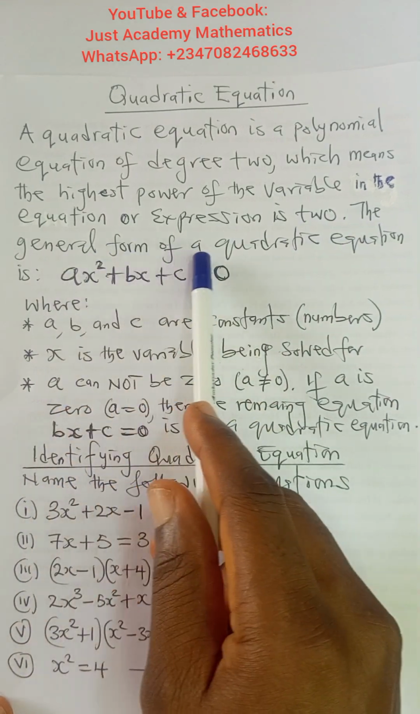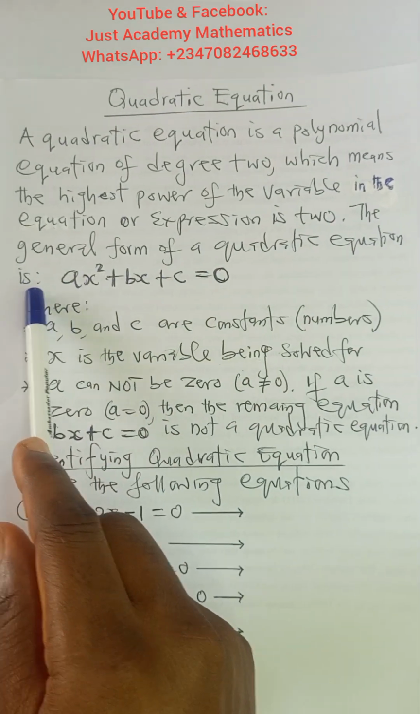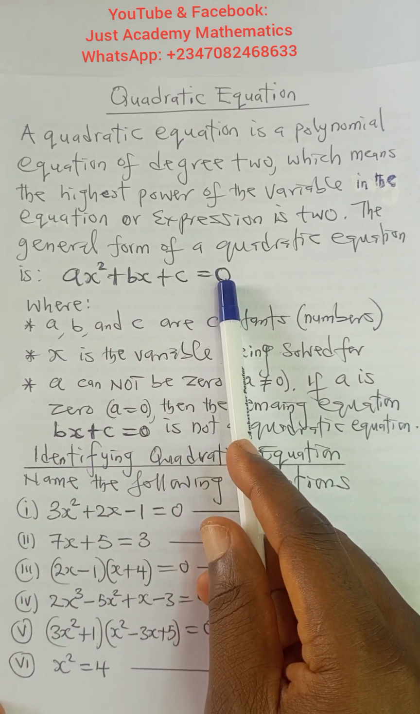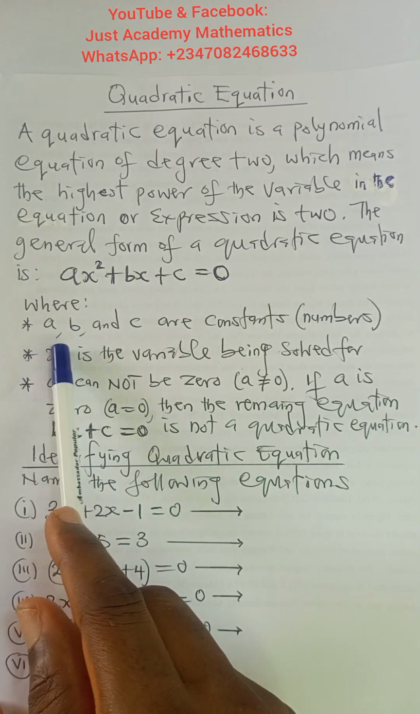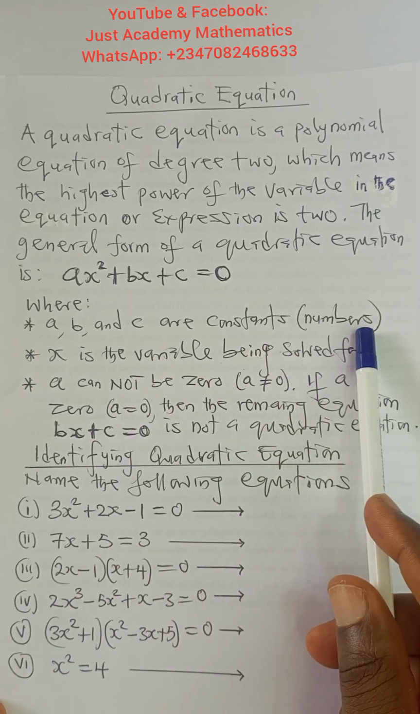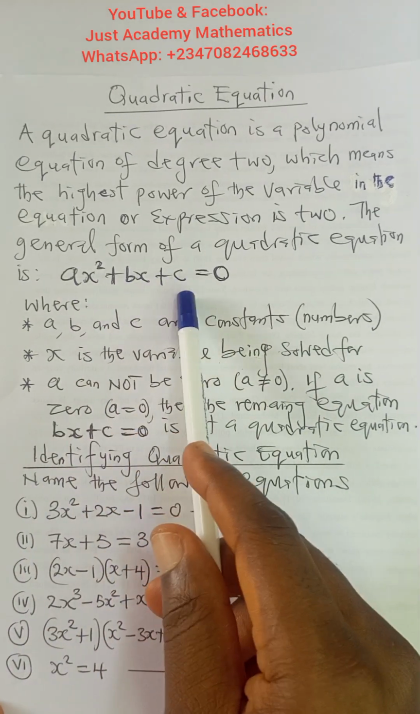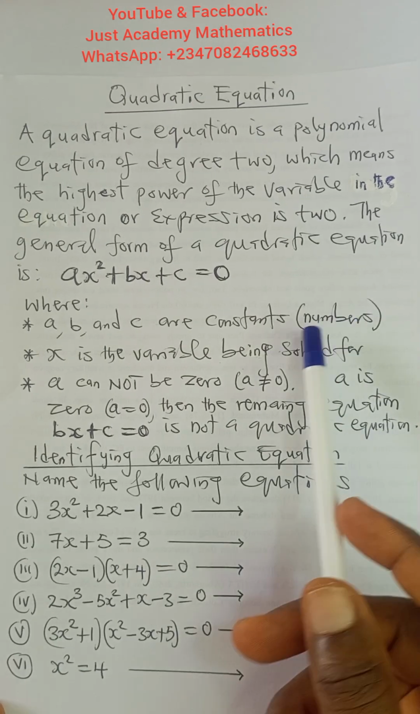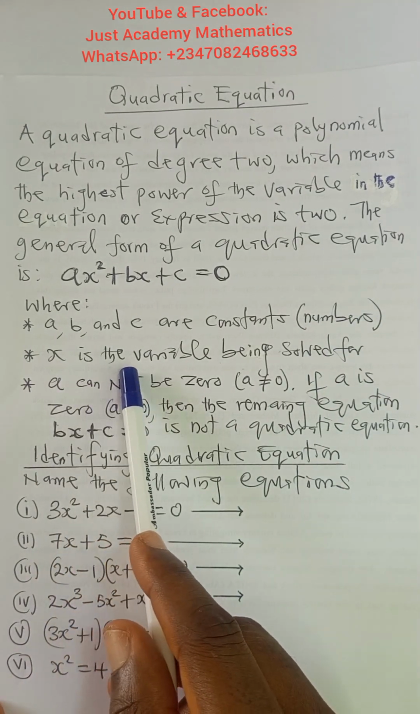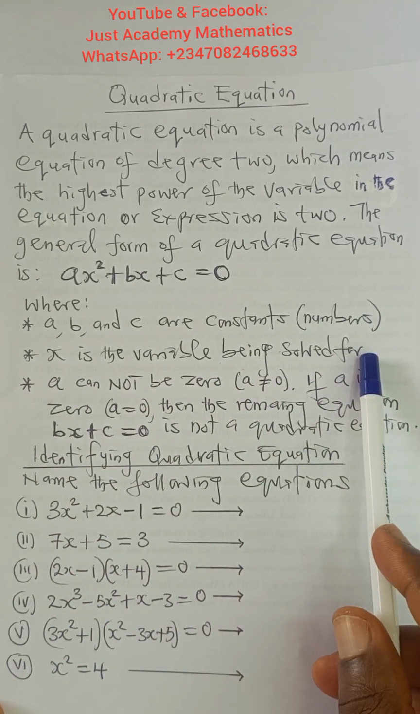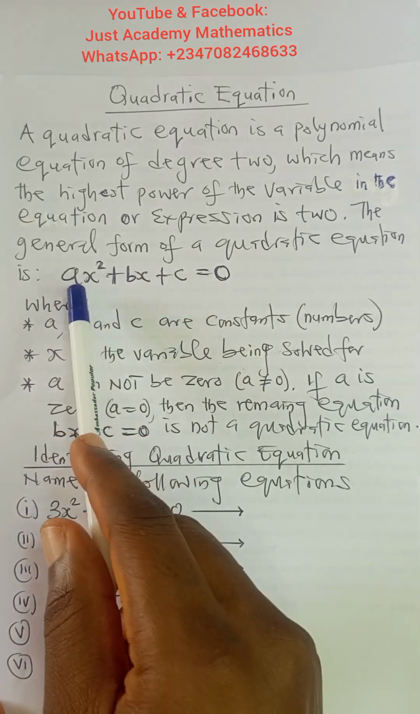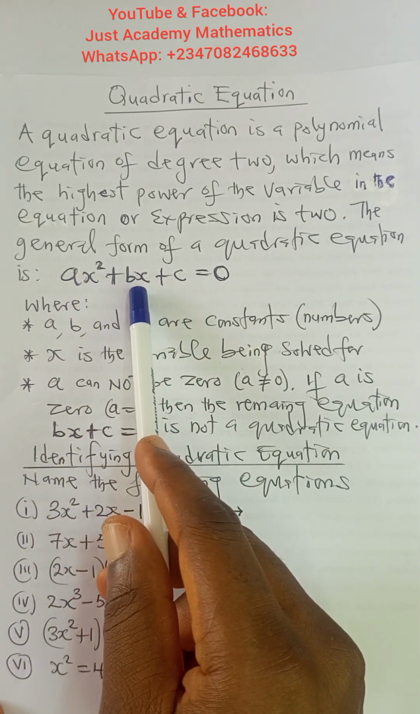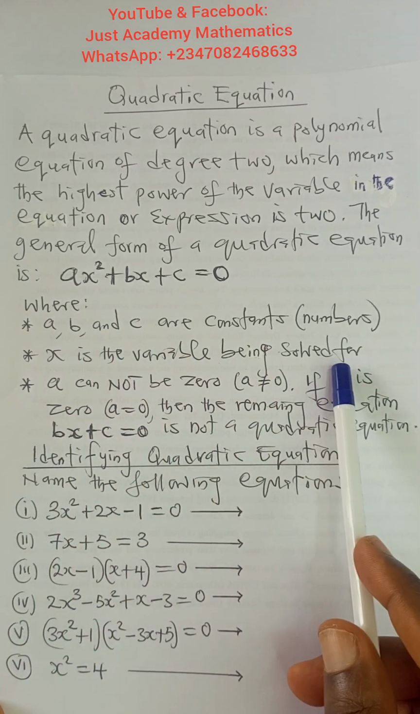The general form of a quadratic equation is ax squared plus bx plus c equal to 0, where a, b, and c are constants. A, b, and c represent numbers. They are real numbers. x is the variable being solved for. So if you replace a, b, and c with numbers, you see that what we're actually solving for is x.